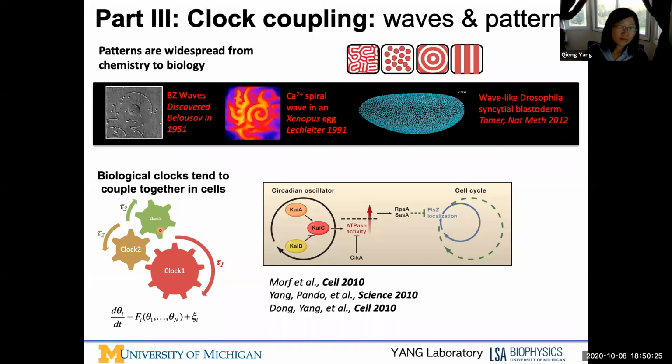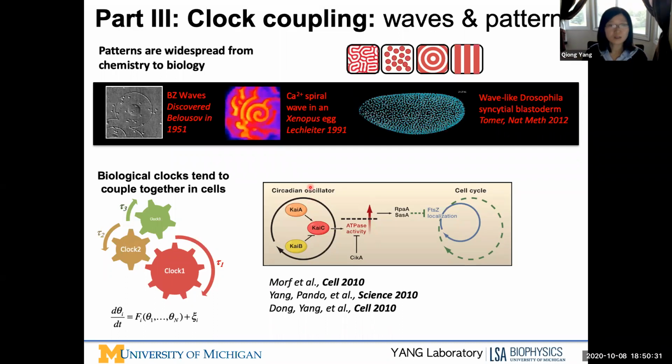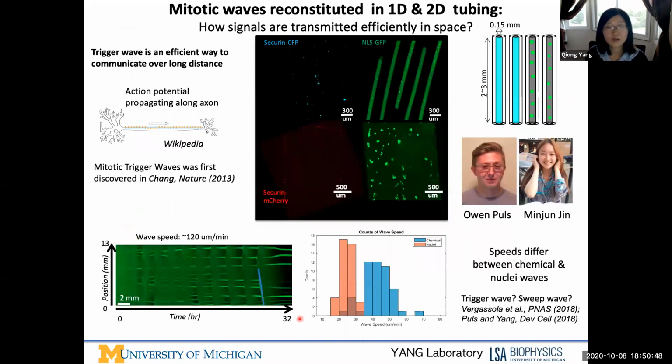But even in a single cell, we know that there are multiple different clocks, such as the circadian clock and the cell cycle, and they are not running separately. Indeed, they couple together. So it would be complicated, but also interesting, to study how these clocks couple together to form certain patterns in, say, development and cellular function.